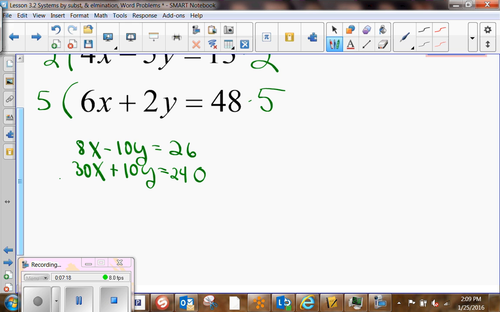Beautiful, because now I've got a negative 10y and positive 10y. So I have 38x equals 266. I hope 38 goes into that. Does it? 266 divided by 38. So x is 7. Am I done? No. Capital no.